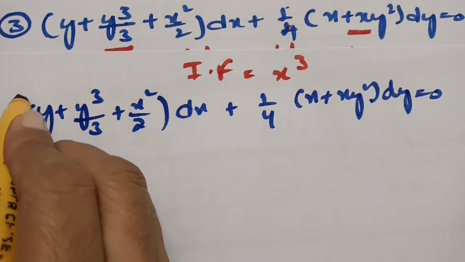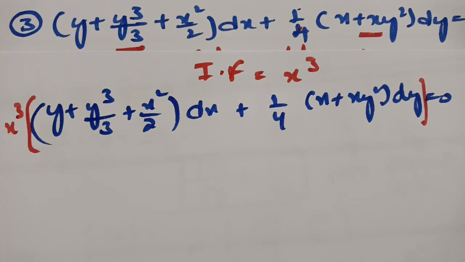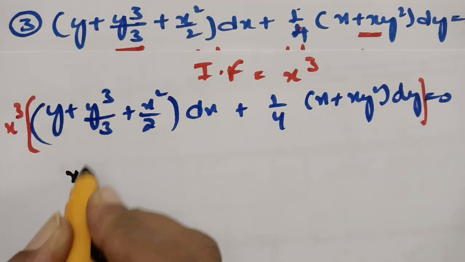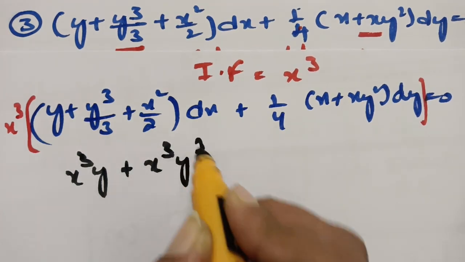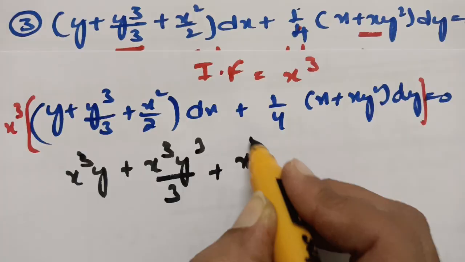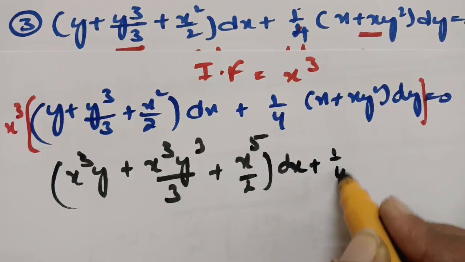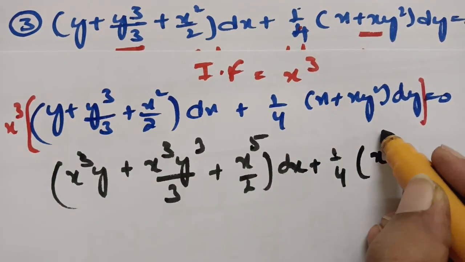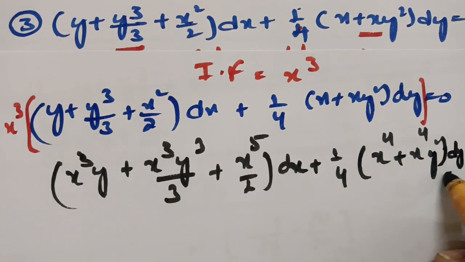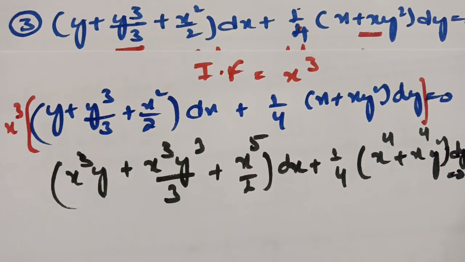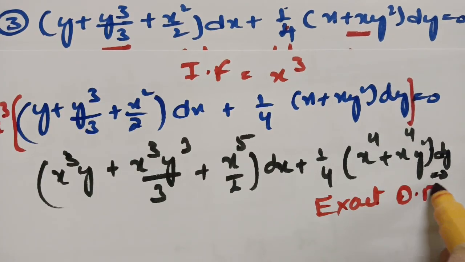So if I multiply throughout the equation with x cube integrating factor, now see what happens here. So now this is going to shift as x cube y plus x cube y cube by 3, and this value is x power 5 by 2 into dx plus 1 by 4 times of, if I multiply, this is going to become x power 4 plus x power 4 y square into dy is equal to 0. Now after multiplying with an integrating factor, this non-exact differential equation is shifted as an exact differential equation.